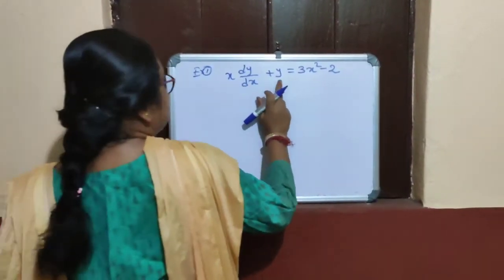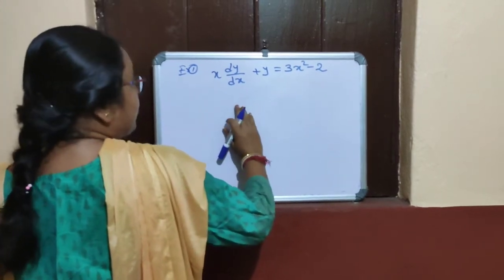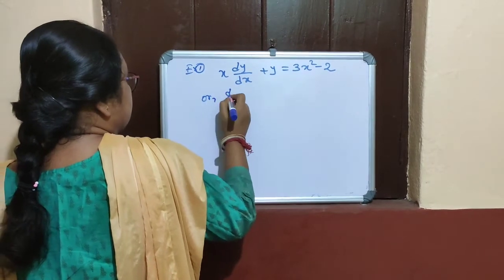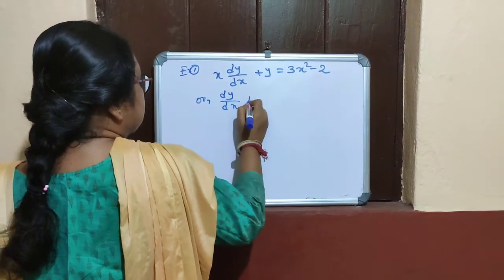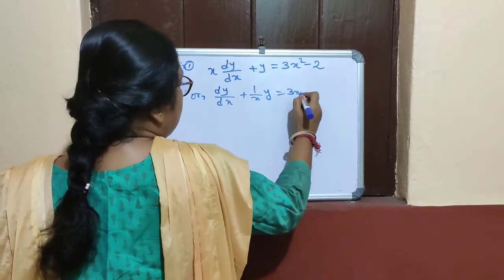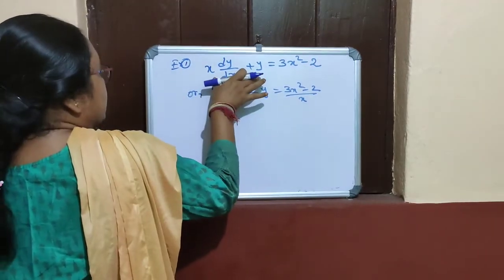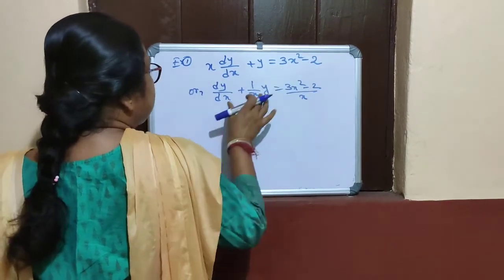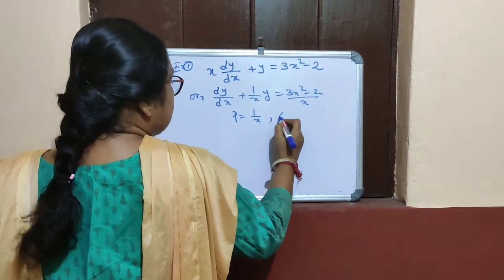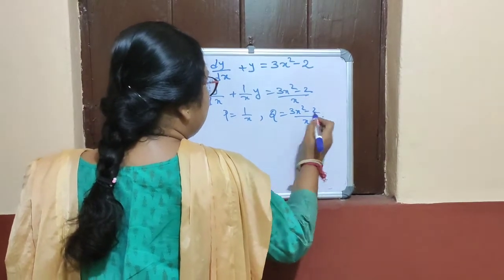x dy/dx plus y is equal to 3x square minus 2. At first you convert it to type 1. What is the way? Let dy/dx plus 1 by x into y equals 3x square minus 2 by x, because you divide both sides by x. Here p equals 1 by x and q equals 3x square minus 2 divided by x.